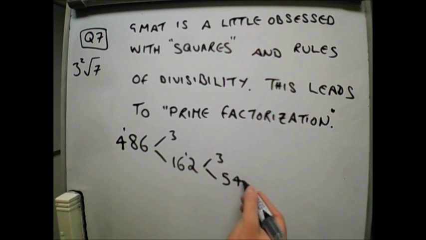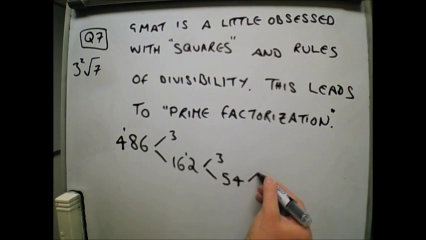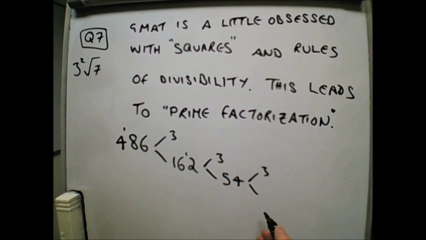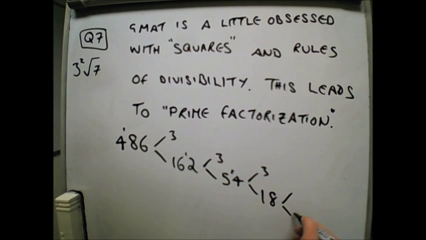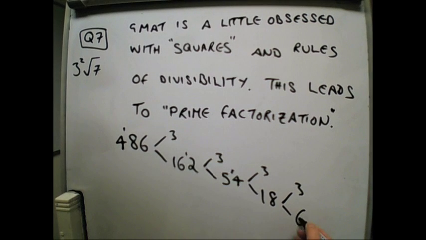Developing the skill, 162 divided by 3, 16 divided by 3 is 5, remainder 1, carry it to the 2, so then 12 divided by 3 is 4, 162 divided by 3, 54. Again, 5 and 4 adds to 9, therefore it's a multiple of 3. 54 divided by 3 is 18, and as we know, 3 times 6 is 18.